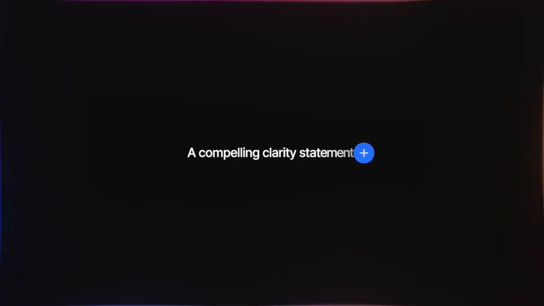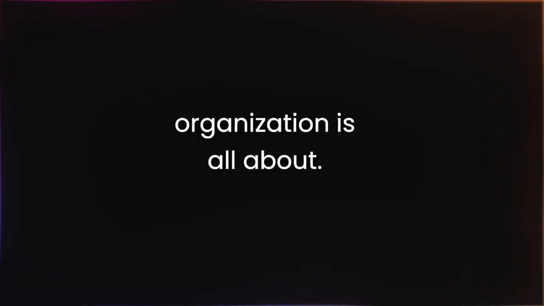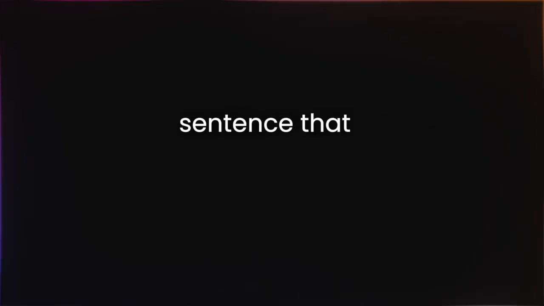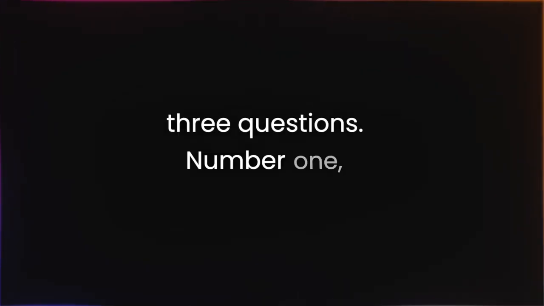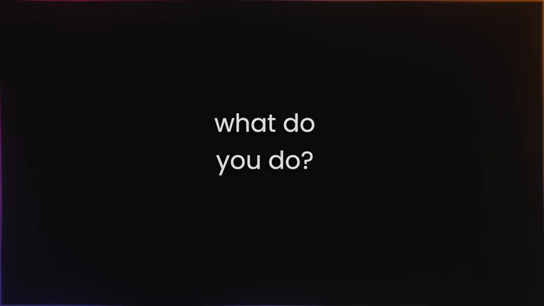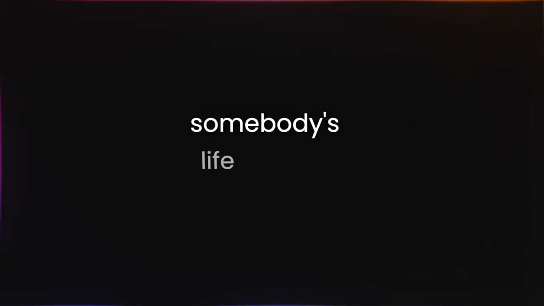The next thing we want to include here in this above the fold section is a compelling clarity statement. So this is going to be overlaid on top of the image or the video or the carousel of images that we just talked about. But we want to be really, really clear here what your organization is all about. So this is one sentence that really should answer three questions. Number one, who are you? Number two, what do you do? And number three, how are you making somebody's life better?